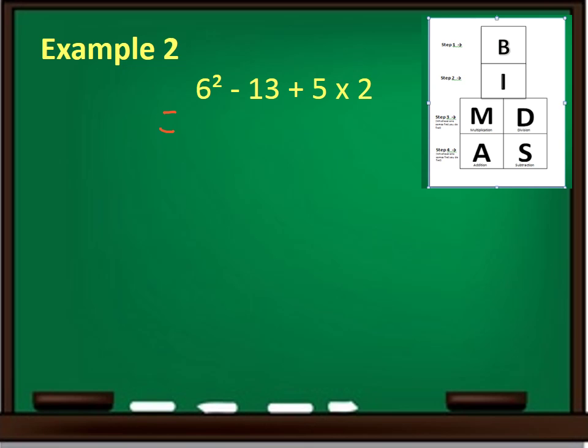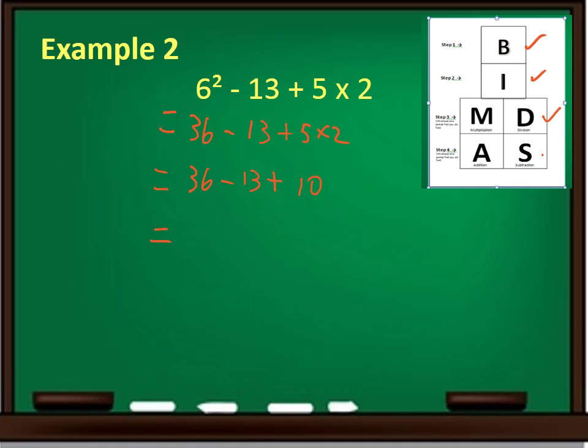Righto. No brackets, don't need to worry about them. Indices, I've got one of those, I've got 6 squared. 6 times 6 is 36, and the rest of it doesn't change. Okay, so I've done that step 2. Step 3 I'm up to now, multiplies and divides. I've got one down the end there. The rest of it doesn't change. Plus doesn't change. 5 times 2 is 10.